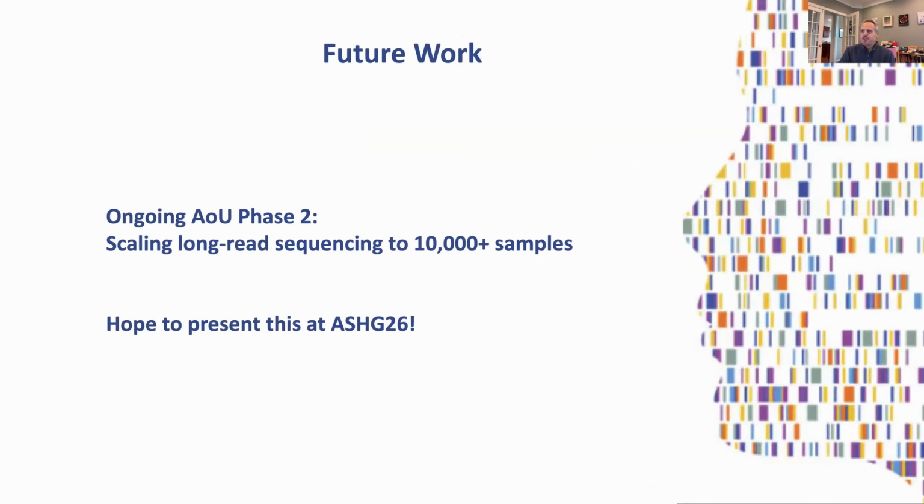And as a little teaser here, this is just the very beginning. So this is our first 1,000 samples in phase 1. We're just finishing up the second phase of 10,000 samples with HiFi sequencing. I look forward to presenting these results at ASHG coming up later this year to get a first look at this much larger cohort, how this has tremendous impact, very, very broadly in disease in very different traits.